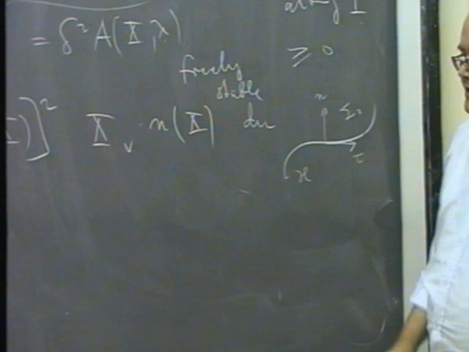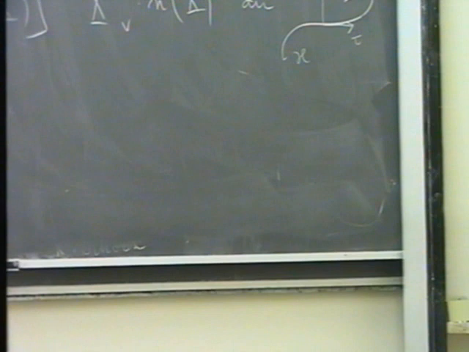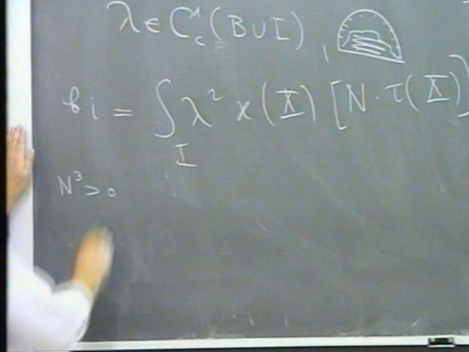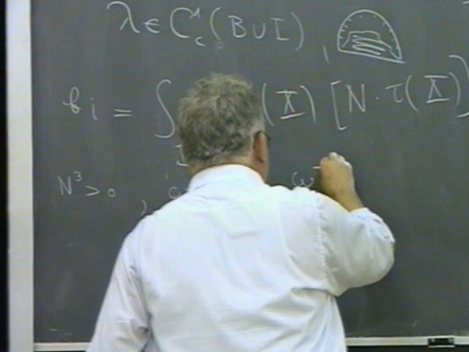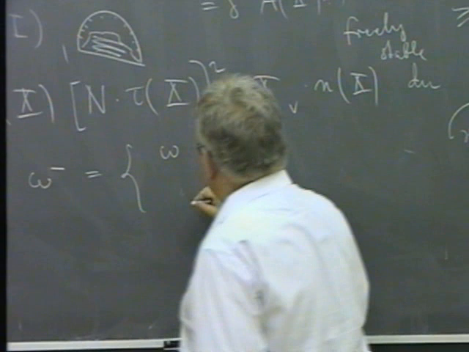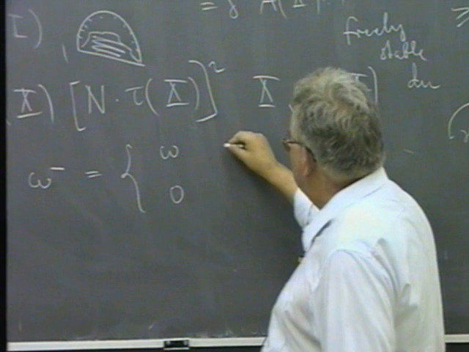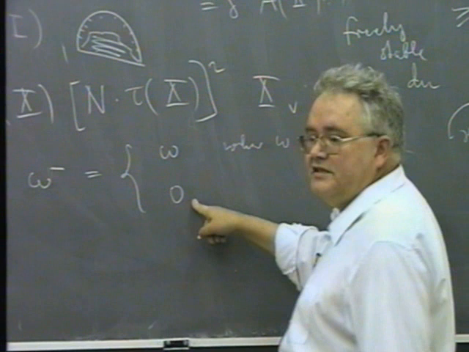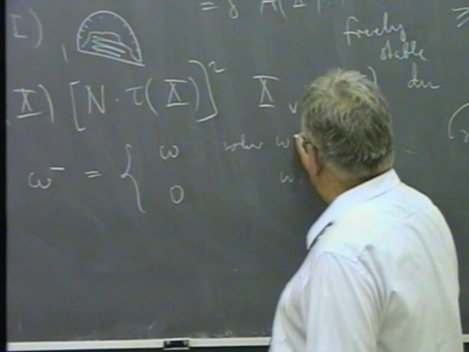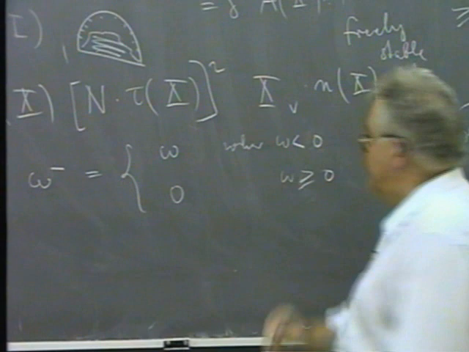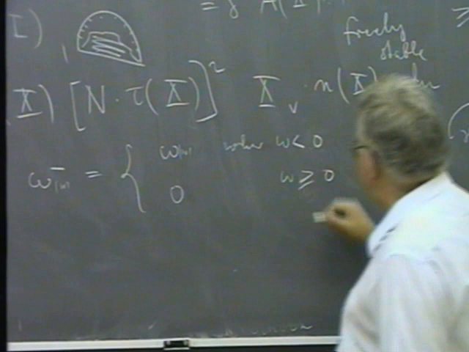Now, what is this good for? What do I want to show? I want to show that N3 is greater than zero. So I look at the function omega, which I call N3. And then I take omega minus. Omega minus is omega where omega is negative, and it's zero where omega is greater or equal to zero. Omega of W. Understand?